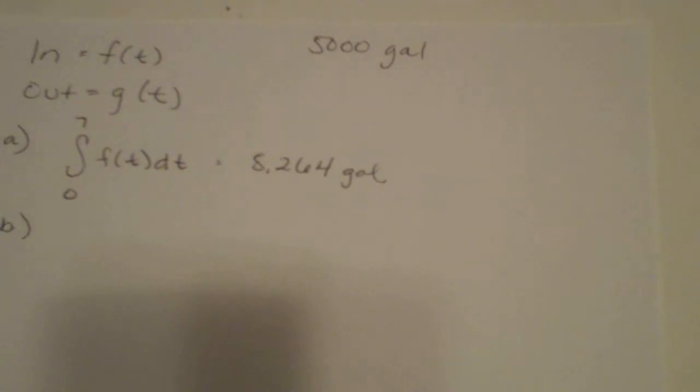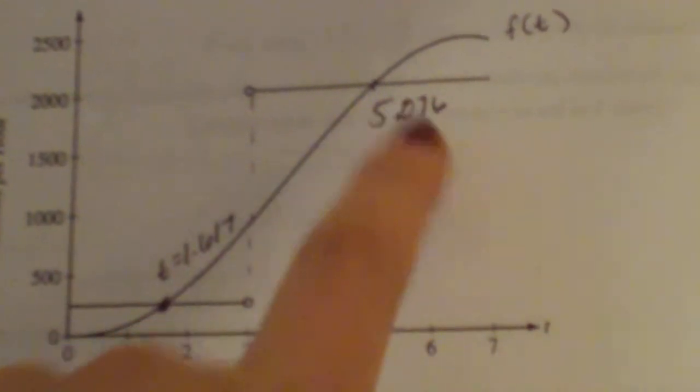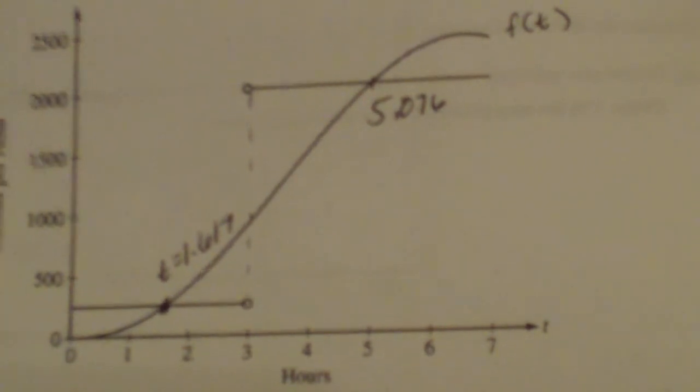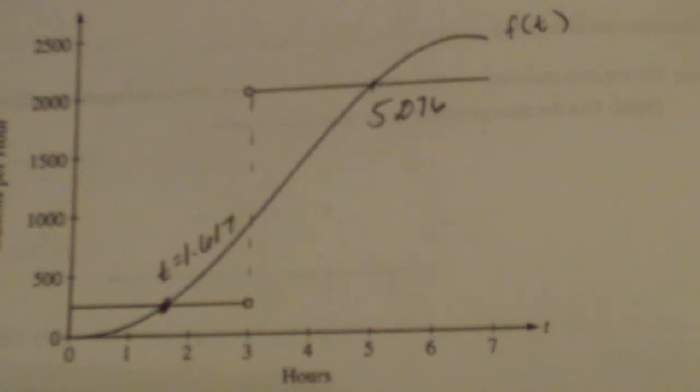Part B, I'm looking for the time intervals during which the amount of water in the tank is decreasing. This is actually not that bad. If you look at this graph, I've sketched in a little bit. I labeled the points of intersection, and then I drew this dotted line at 3. If I want to know when the water in the tank is decreasing, I want to know when water is leaving the tank, G of T, faster than the water is entering the tank.